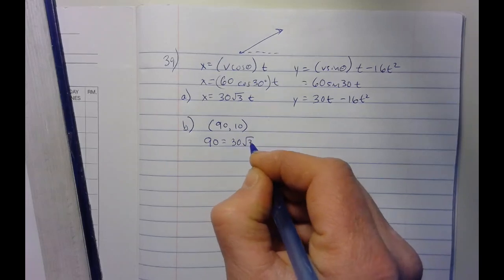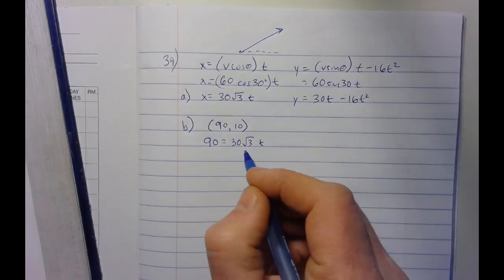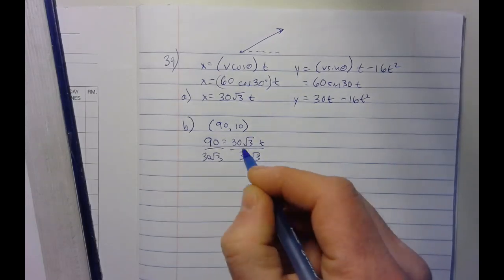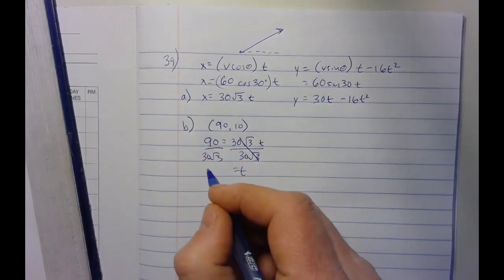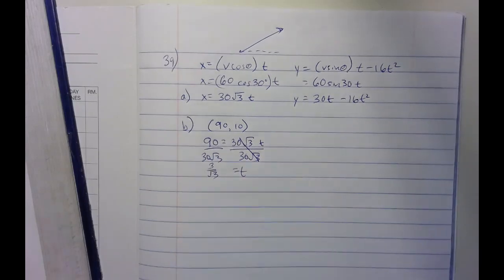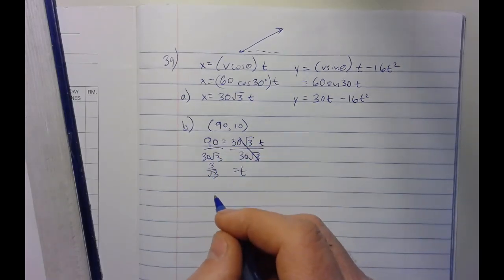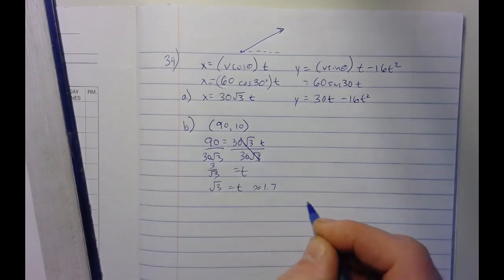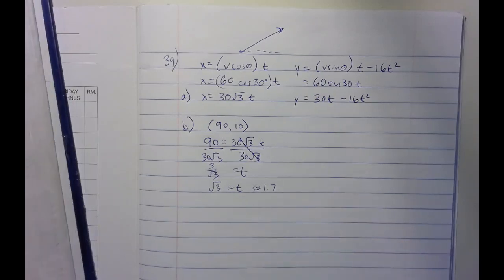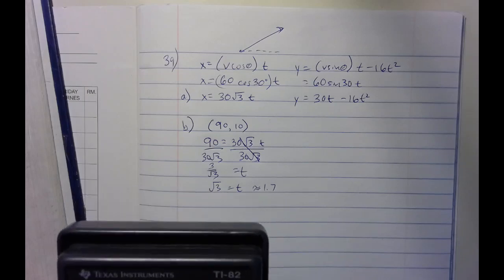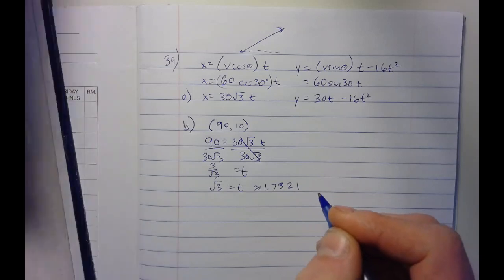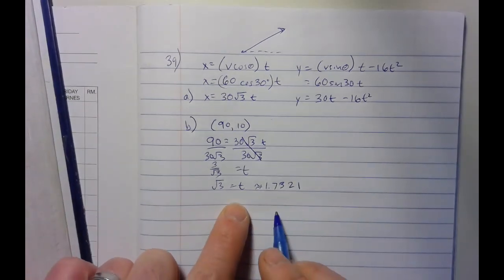When I'm 90 feet away, let's figure out the time that that's going to occur. So I'll divide by 30 root 3 and I'll get my t. It's going to be 3 over root 3, and when I reduce that down, that's root 3 for my time, which is about 1.7 seconds or so. On my calculator, square root of 3 is 1.7321, to 4 decimal places. So that's the time that I'm at 90 feet.